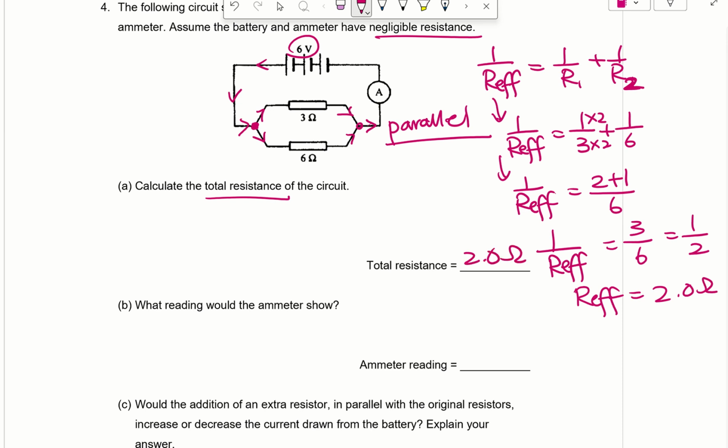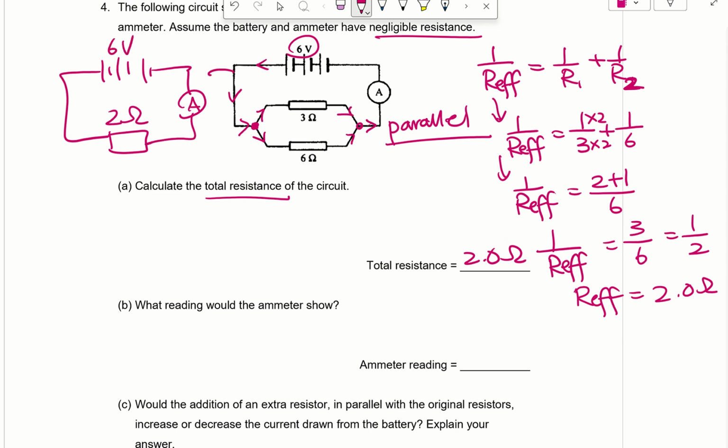Okay, that means I can replace this circuit by a 2 ohm resistor. That is what is meant by effective resistance. After I have found the effective resistance, if you redraw the circuit with the effective resistance replacing these two resistors in parallel, you'll find that the circuit is actually simpler. Now, what reading will the ammeter show? The ammeter measures current, right? And current is not A, it is I.